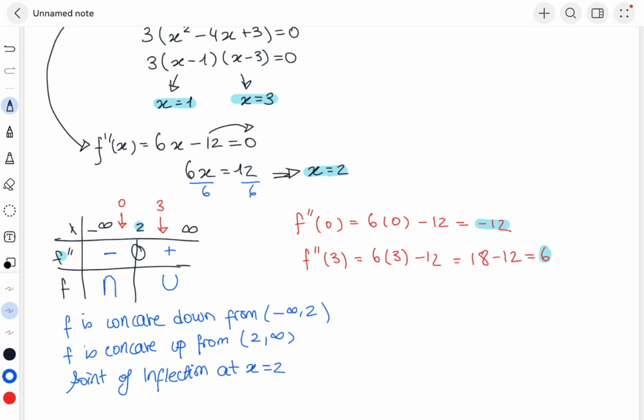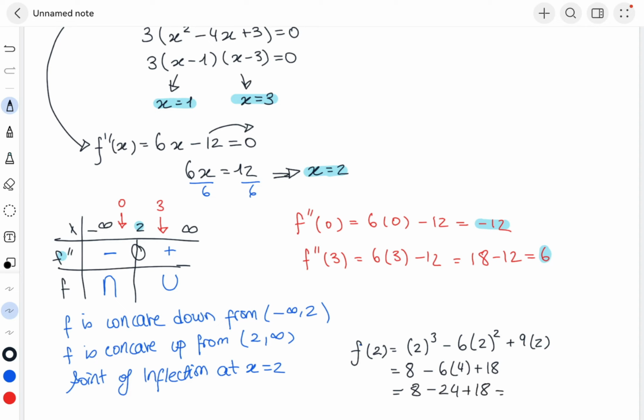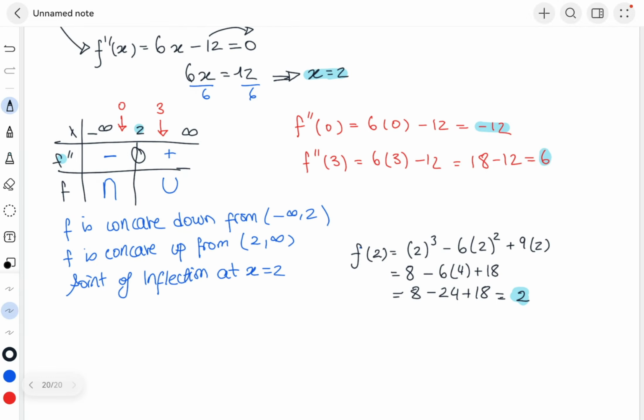Now we'll need to find the y value for it. To find the y value, replace f at 2, which means we'll have 2 cubed minus 6 times 2 squared plus 9 times 2. 2 cubed is 8, minus 6 multiplied by 4, plus 18, which means we'll have 8 minus 24 plus 18, which will give us 2. So our point of inflection will be at (2, 2).